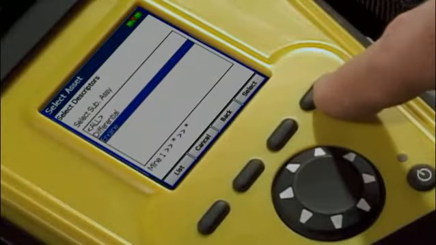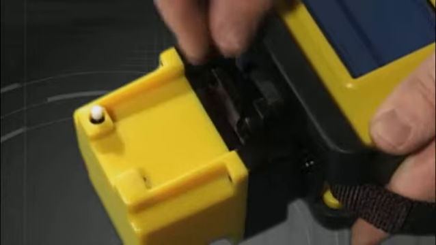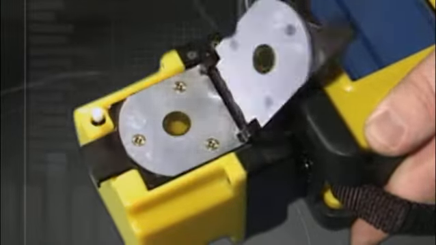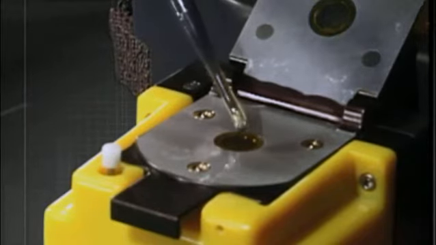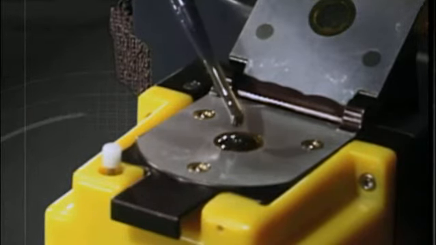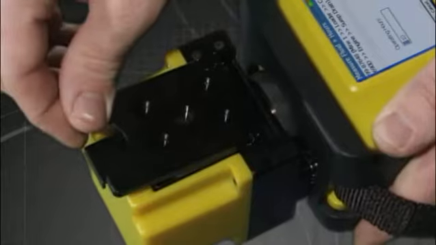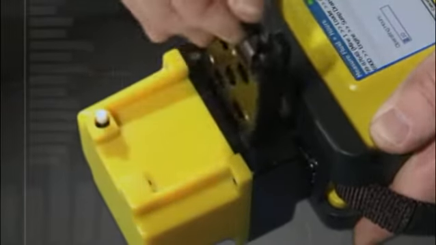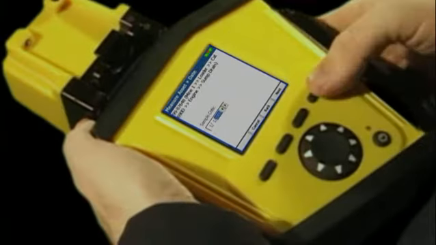First, enter information about the sample. Next, extract the sample cell and open it. Then place a drop or two of oil on the cell. Close the cell and reinsert it. And lastly, start the analysis.